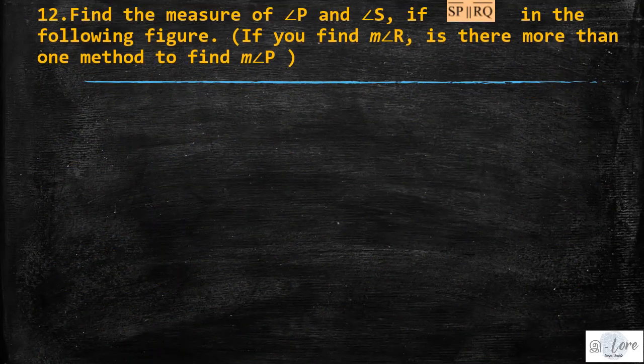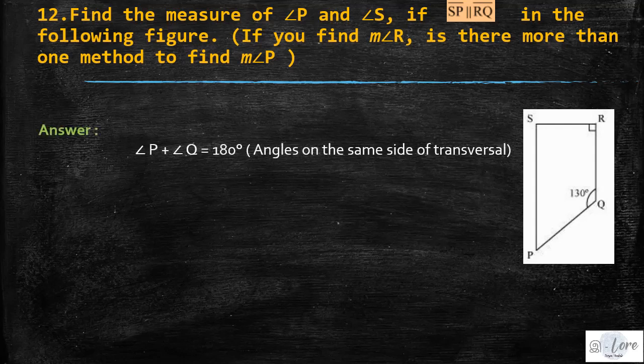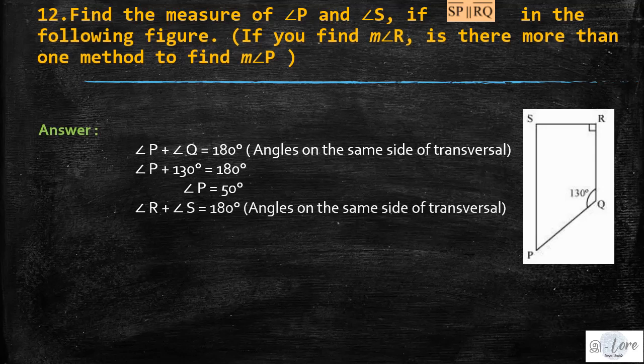Now the last and final question. Find the measures of P and S if SP is parallel to RQ in the following figure. There is more than one method to find angle P. Please check it out. In the given figure, we have to first find out P. So P plus Q is equal to 180 degrees because the angles are on the same side of the transversal. So P plus Q is equal to 130, so the value of P is equal to 50 degrees. If the value of P is 50 degrees, that is enough. Then you can come to the next side.